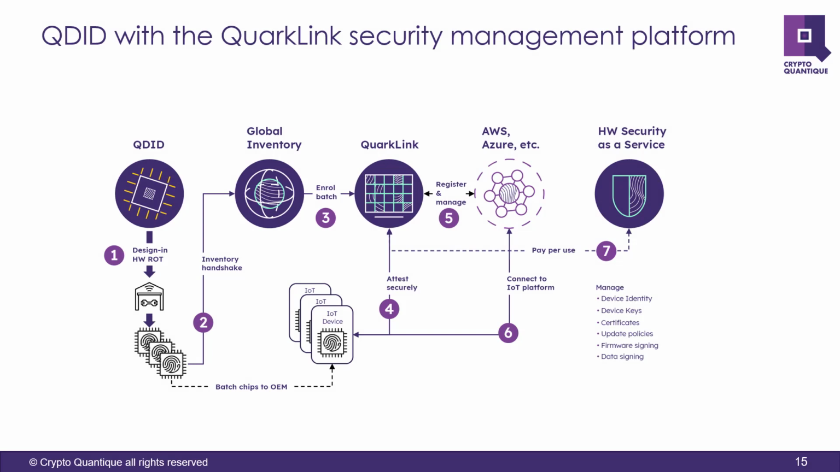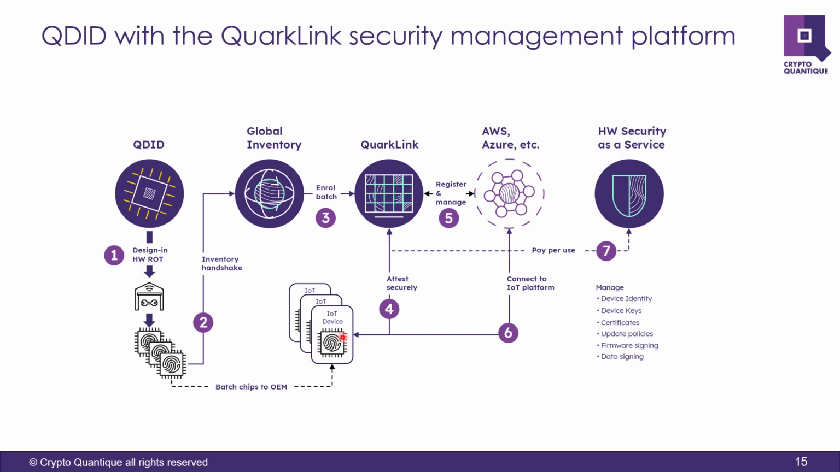Here we show how the QDID and the QuarkLink work together to provide a chip-to-cloud security solution. So here you have the QDID, which would be embedded inside a semiconductor device. The identities of those QDIDs would be extracted and put in a global inventory. This is simply the hash of a public key from one of the seeds inside the QDID, just to give it an identity. There's no secret information extracted from the actual semiconductor device in this case.